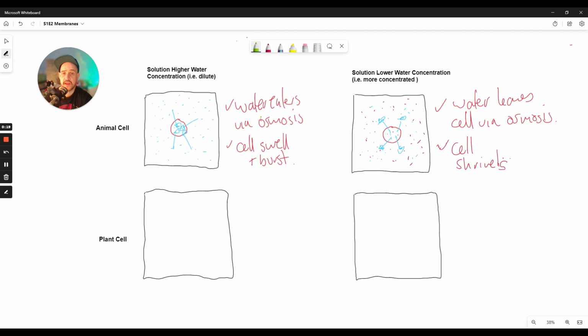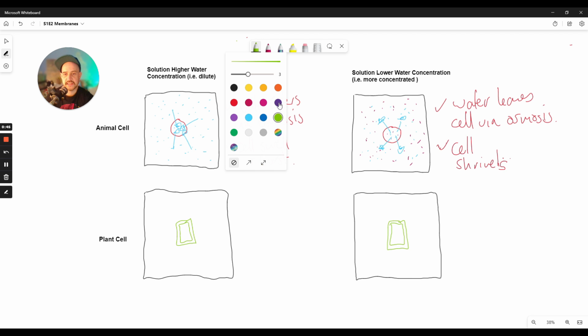Now that we've seen the effect of different solutions on animal cells, let's have a look at what happens to plant cells. So we're going to complete the boxes again, but this time with the plant cells. And so in the middle, I'm going to draw ourselves some nice plant cells. Now remember, plant cells have a cell wall and a cell membrane. So I'm going to draw a nice angular cell here, because remember, plant cells are typically more angular. And then we are going to draw our cell membranes there as well.